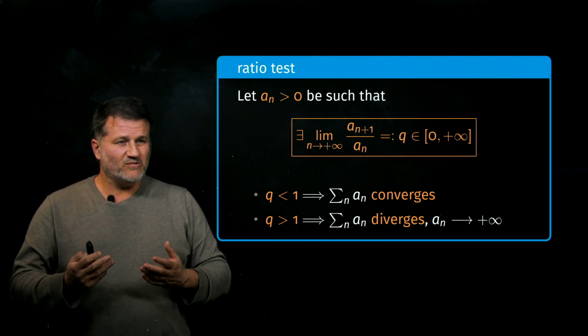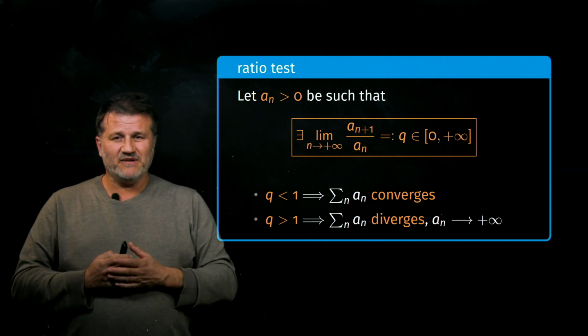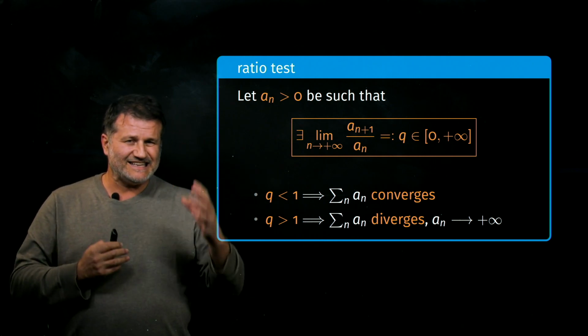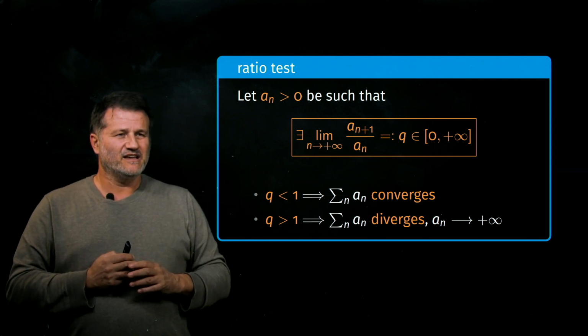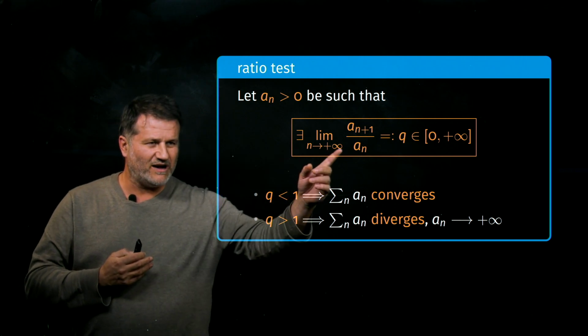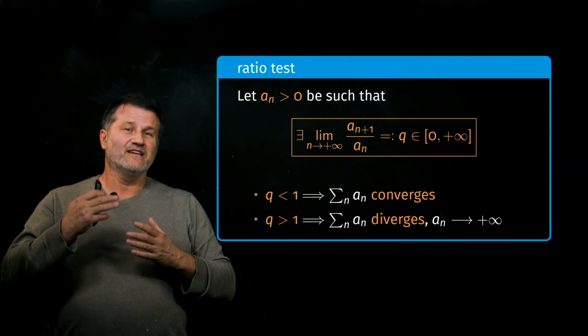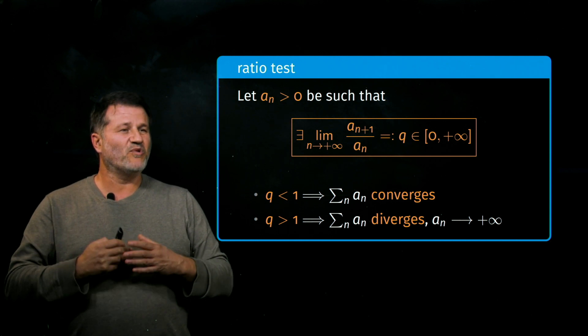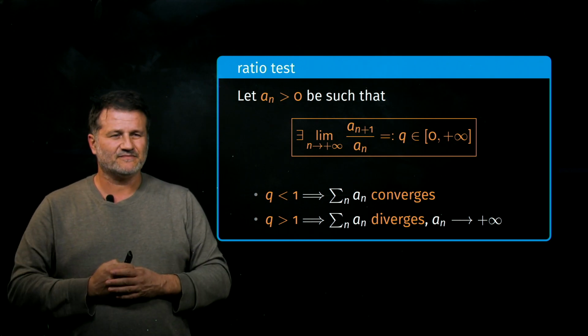The case q equal 1 yields the same discussion we have seen for the root test. And exactly the same examples can be used here also to prove that you can have q equal 1 with this limit for a convergent and for a divergent series. So in other words, the test fails.